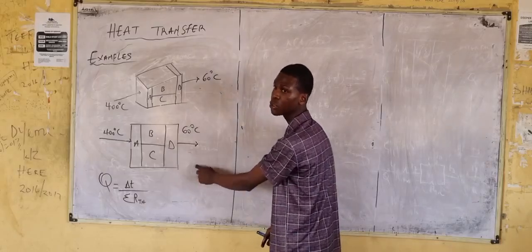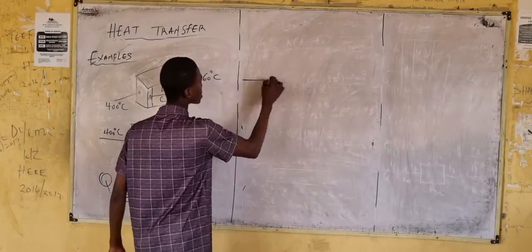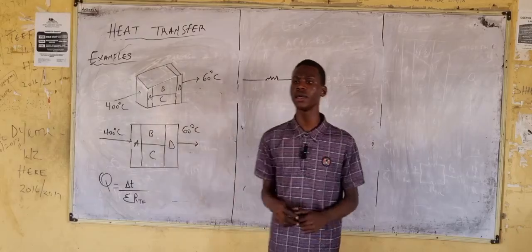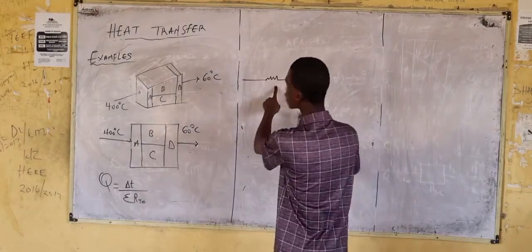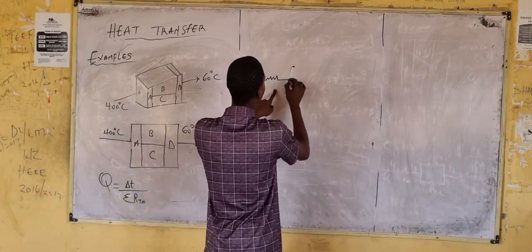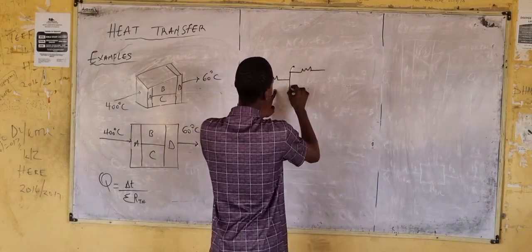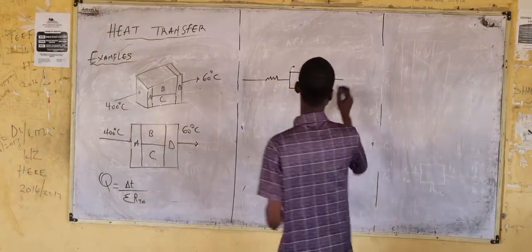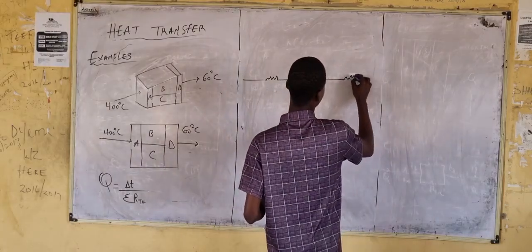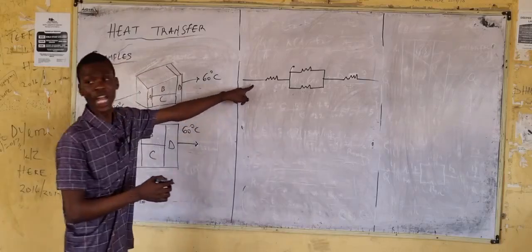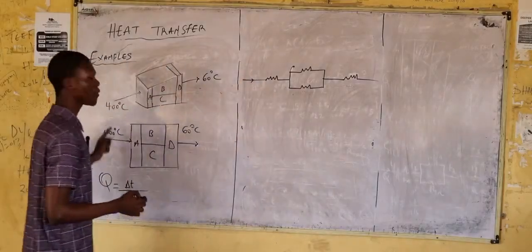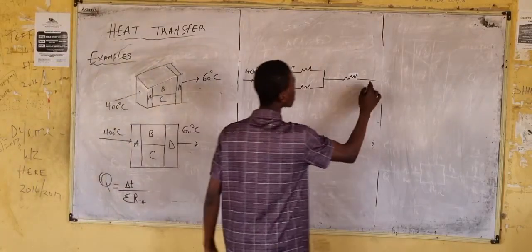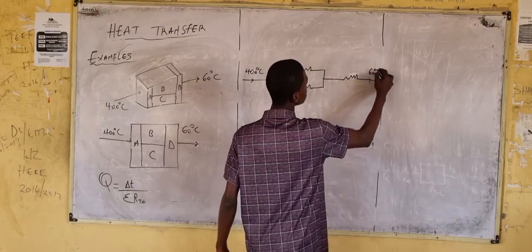We are familiar with this. We can do the thermal circuit, right? Then we have this. For the thermal circuit, we have this and this. B and C, are they in series or in parallel? They are in parallel, right? Series connection to what? Parallel. D, is D in series or in parallel? Series. The initial temperature is what? 400 degrees Celsius.